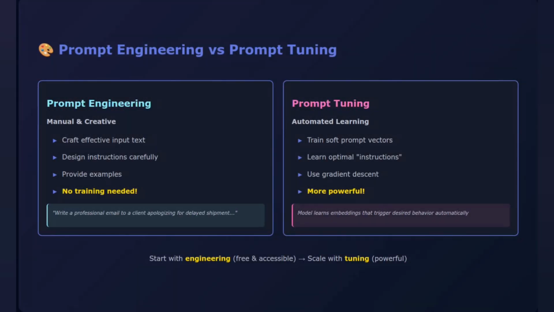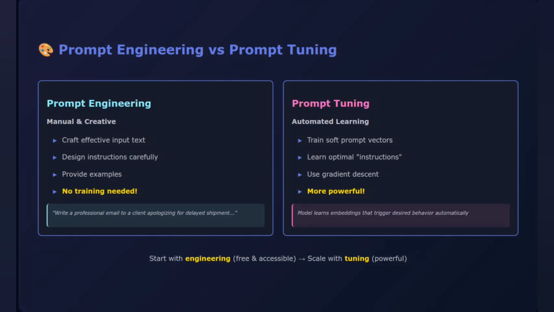Now, let's clarify an important distinction: prompt engineering versus prompt tuning. Prompt engineering is the art of crafting effective input text. It's manual, creative work. You design instructions, provide examples, and structure your prompts to get better outputs. No training involved. For example, "Write a professional email to a client apologizing for a delayed shipment and offering a discount." That's prompt engineering, carefully designed instructions.